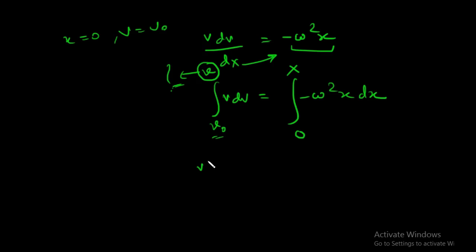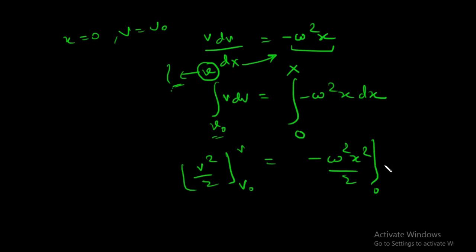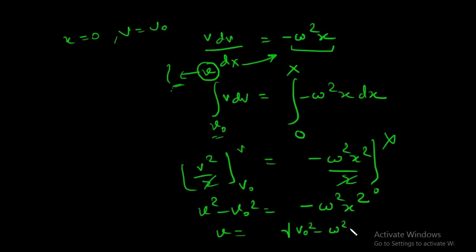So we have the integral of v dv is v square by 2, with limits v0 to v, and this is minus omega square x square by 2, with limits from 0 to x. The 2 gets cancelled out. We have v square minus v0 square equal to minus omega square x square minus 0. So v is the root of v0 square minus omega square x square. Alright, this is the answer for v.